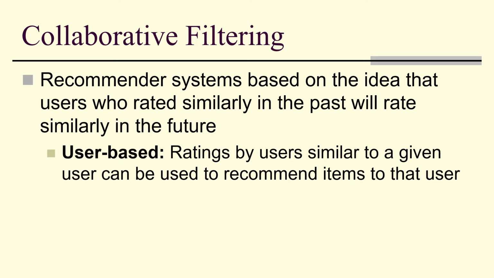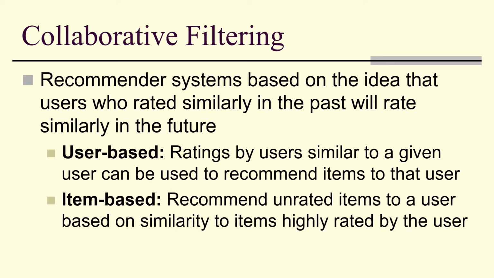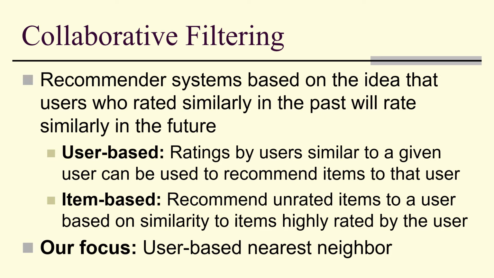User-based means ratings by users similar to a given user can be used to recommend items to that user. Item-based, we recommend unrated items to a user based on similarity to items that the user's already rated. Now we're going to focus only on user-based nearest neighbors.